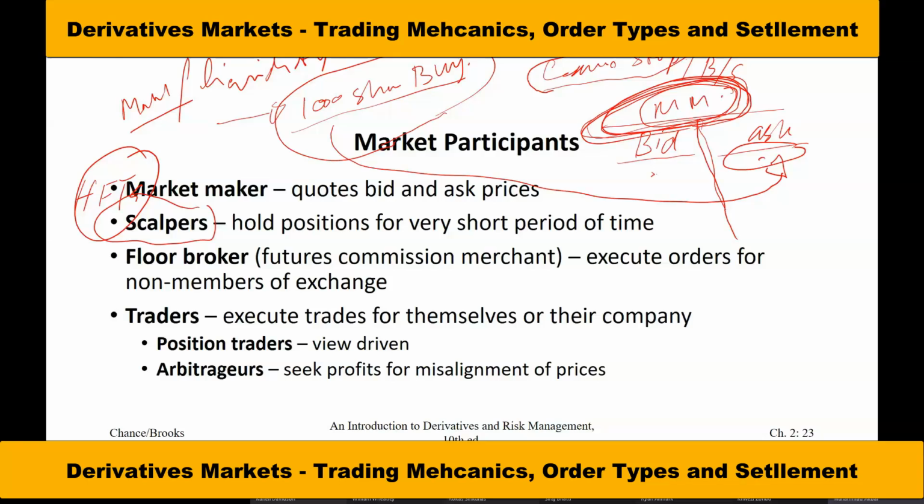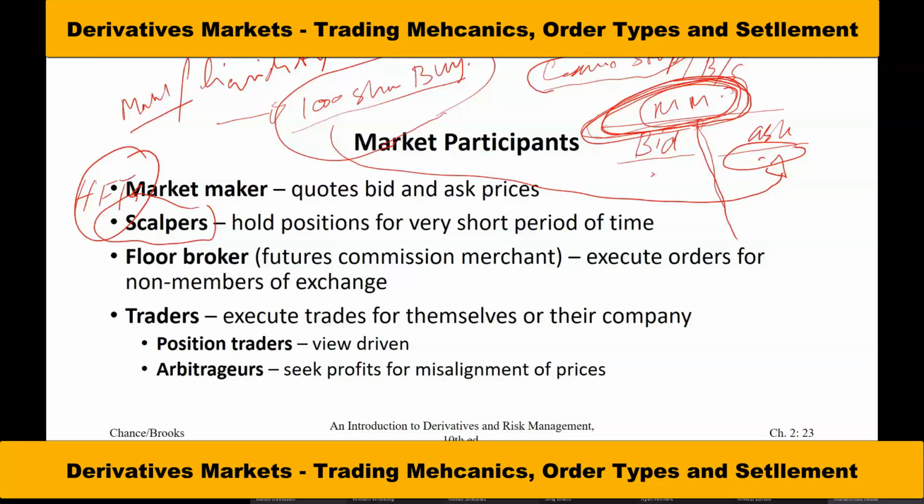Then we have traders, and there are two types of traders. One is a position trader. A position trader is someone who believes a particular stock will go in a particular direction because of his analysis, whether technical analysis or fundamental analysis. You don't take a position just on your short-term view about something going up or going down, but you have an understanding that something will happen. There will be something that will cause the stock price to move in a particular direction.